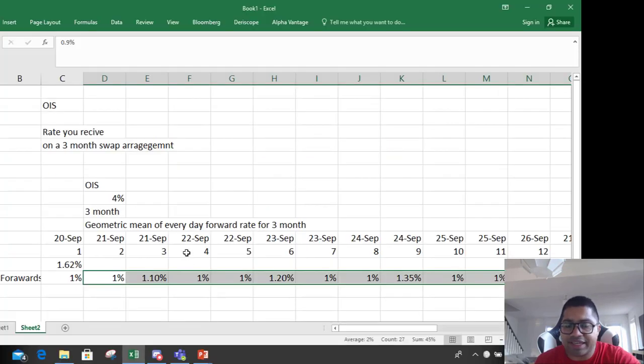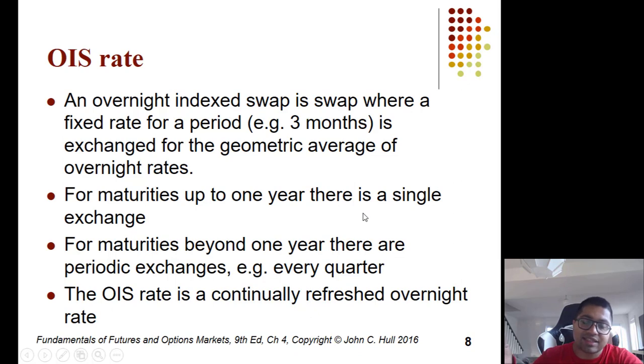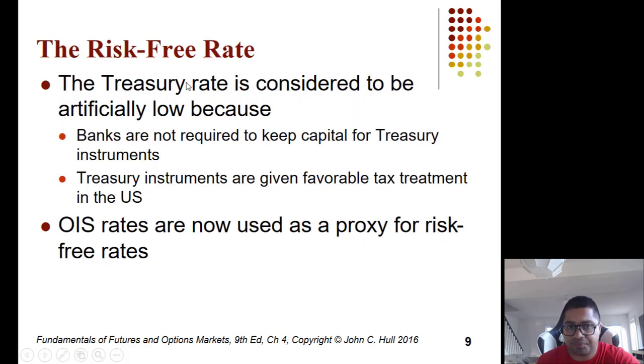If the maturity is up to 1 year, the exchange happens at the end. But if maturity is beyond 1 year, then the exchange happens every quarter, that is every 3 months. OIS rate is continuously refreshed overnight rate.